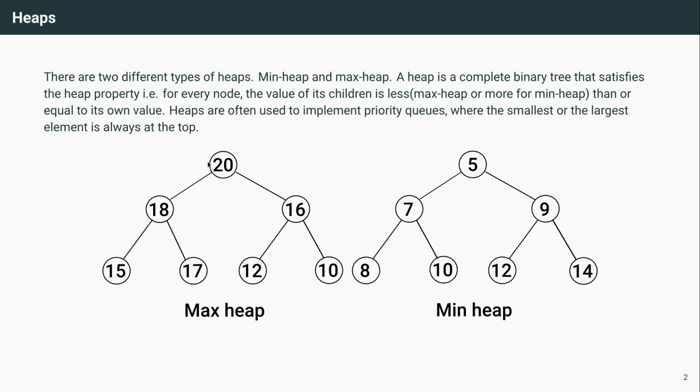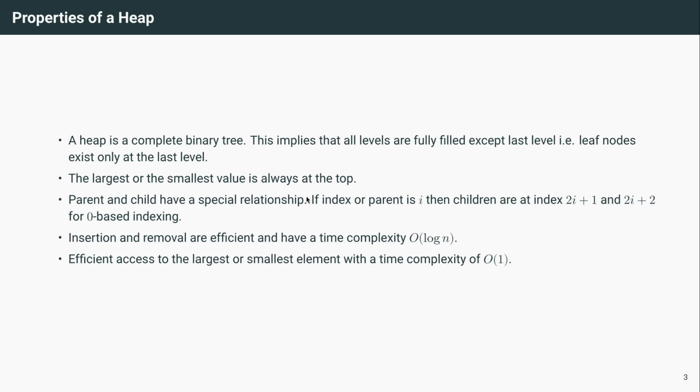So let's look at this relationship a bit. Suppose 20 is the 0th element, then 18 is at 2i plus 1, that is 2 into 0 plus 1, that is first index. 16 is at 2i plus 2, that is second index. Now 15 is at 2i plus 1, that is 2 into 1 plus 1, third index, 0, 1, 2, 3. Then this will be at fourth, that is 2i plus 2, 2 into 1 plus 2, that is 4. This is at fifth index, this is at second index, so this is at 2 into 2 plus 1, and so on. That follows naturally from the complete binary tree property.